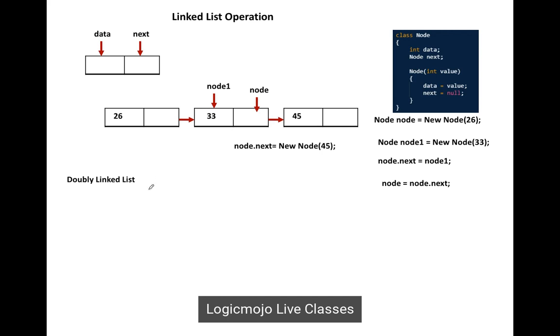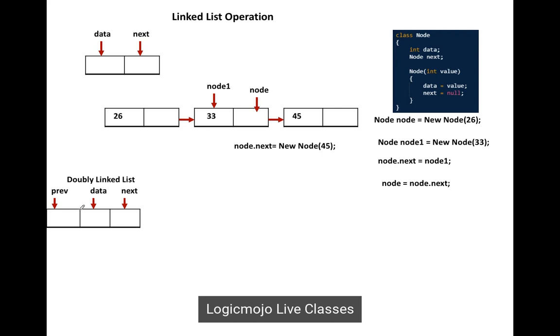Now let's see how we can create the doubly linked list. So this is my singly linked list where we have the data and the next, and these are the set of nodes which create the singly linked list. Now we'll see the doubly linked list. So in case of a doubly linked list, this is a single node of a doubly linked list where we have the data, and then we have two references, that is previous and next.